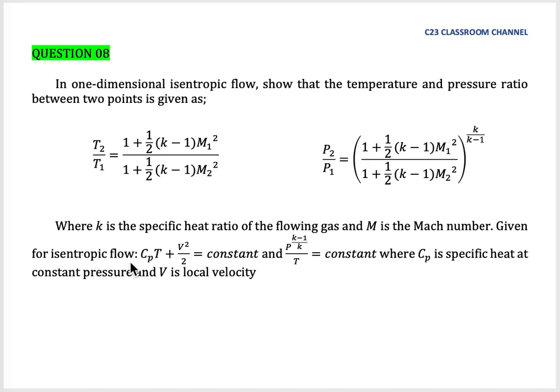Given for isentropic flow, Cp T plus V squared over 2 is a constant value, and P to the power of K minus 1 over K, over temperature, is also a constant, where Cp is specific heat at constant pressure and V is a local velocity.